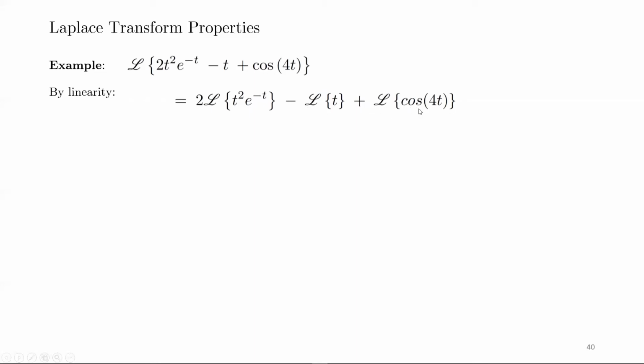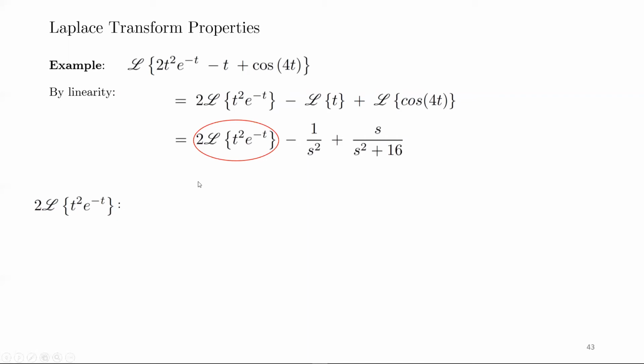Well, the second term and the third term here are pretty easy. The Laplace transform of t is 1 over s to the, well, t to the power of 1, so s to the 1 plus the power 1, so s squared. The Laplace transform of cosine of 4t is s over s squared plus 4 squared, so 16. But what we want to do now is evaluate this term here, because here we have the product, a polynomial t squared times this exponential of minus t. So what is this term equal to?